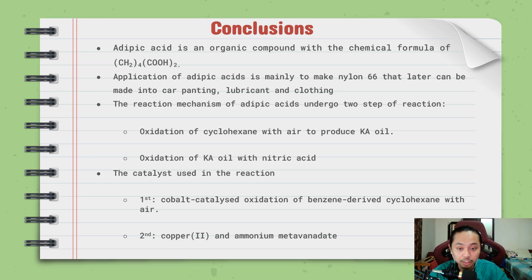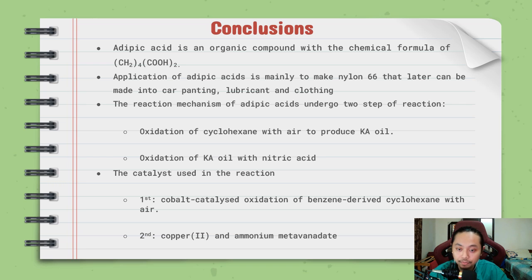In conclusion, adipic acid is an organic compound with the chemical formula (CH2)4(COOH)2. It is an odorless, colorless, crystalline powder that is insoluble in water. The application of adipic acid is mainly to make nylon 66, which can later be made into car paint, lubricant, and clothing.